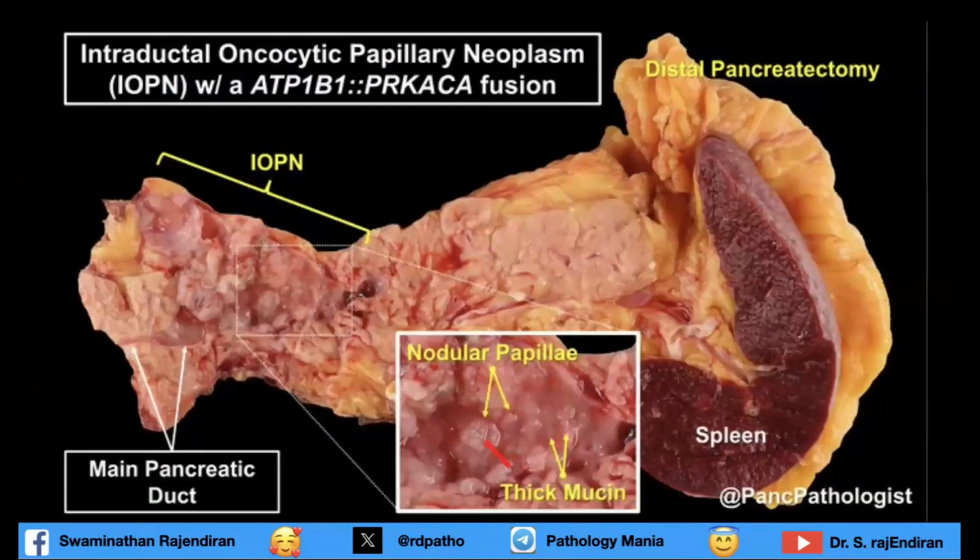This is a cystic lesion. You can see here connected with the major duct, and this is having an ATP1B1-BRCA fusion. So this is a classic intraductal oncocytic papillary neoplasm, but you cannot diagnose it grossly. You have to look at the microscope.